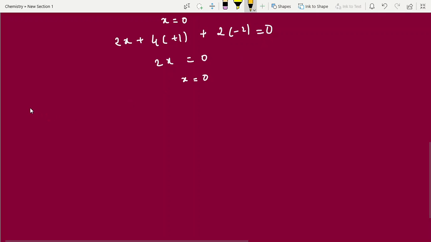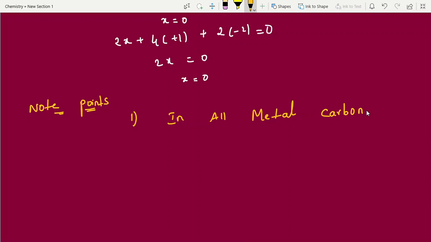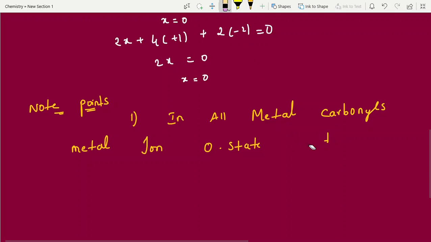Some note points I am giving, students. Write down. Note points. Note point 1. In all carbonyls, in all metal carbonyls, the better word is metal carbonyls, the metal ion oxidation state must be 0. Oxidation state is 0. Why is it 0?